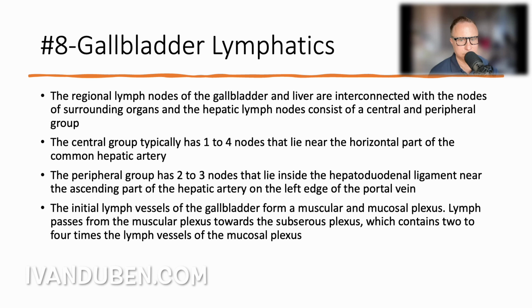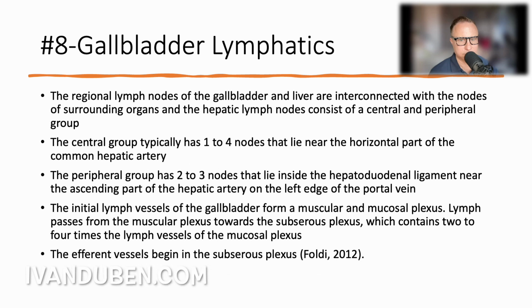The initial lymph vessels of the gallbladder form a muscular and mucosal plexus. Lymph passes from the muscular plexus towards the subserous plexus, which contains 2 to 4 times the lymph vessels of the mucosal plexus. The efferent vessels begin in the subserous plexus.